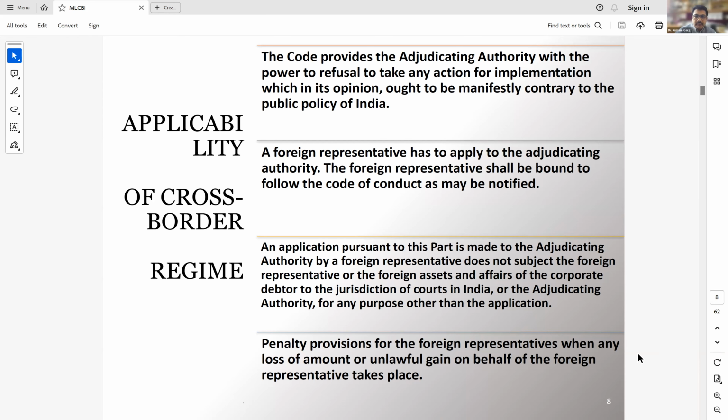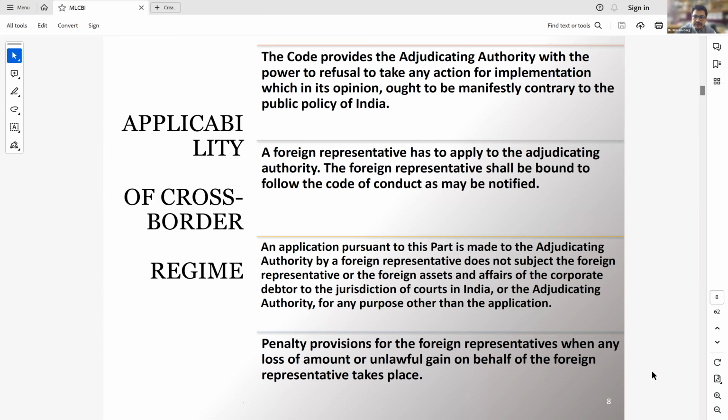So the system is that the foreign representative has to apply to the adjudicating authority, and the foreign representative shall be bound to follow the code of conduct as may be notified by the board. So the board in the 2020 rules and regulations has also issued some guidelines, some best practices, where the foreign insolvency professionals will be expected to follow some code of conduct.